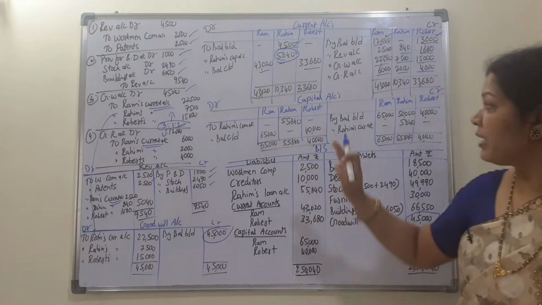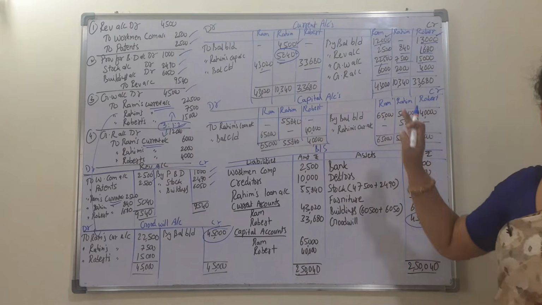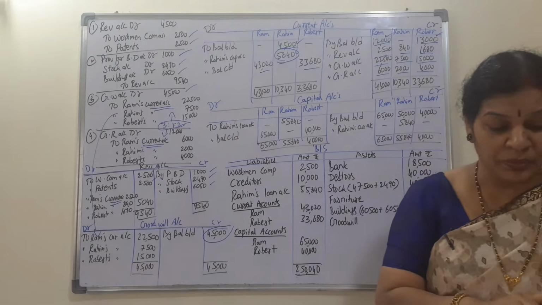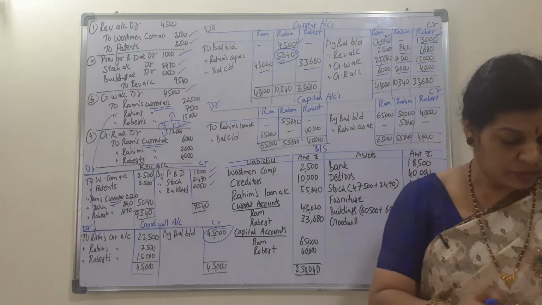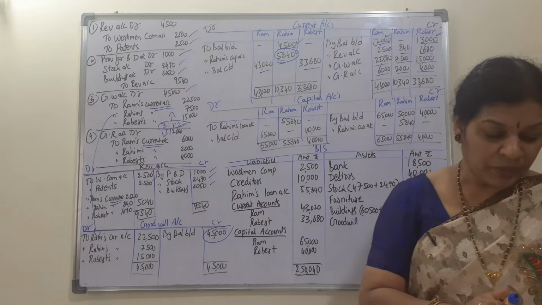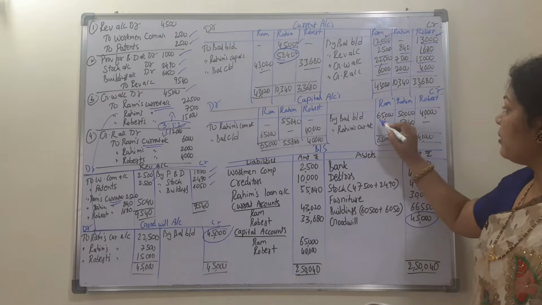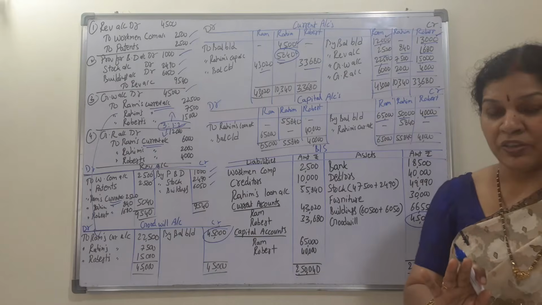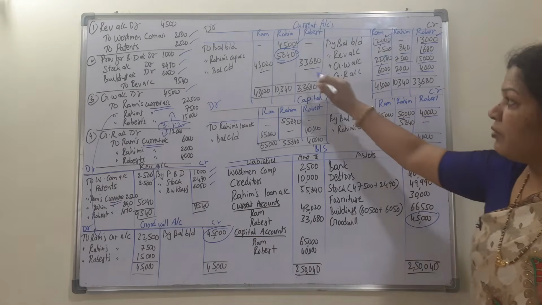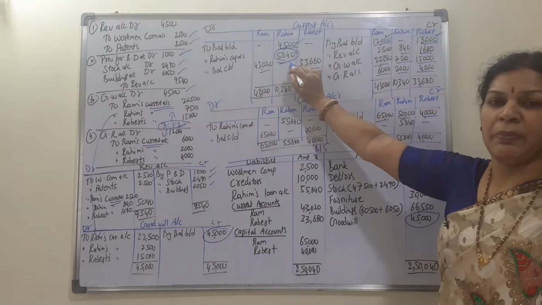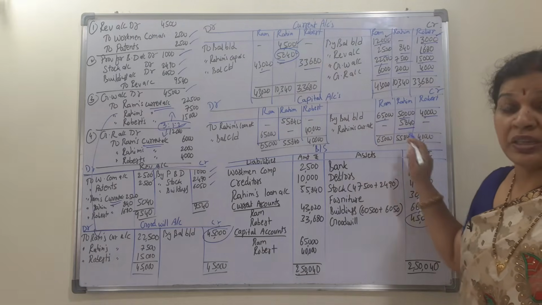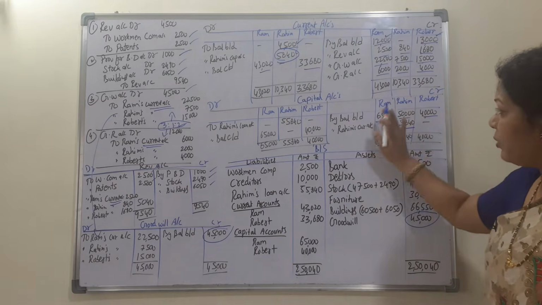Now we will open the capital accounts also. The capital accounts' opening balances are given: Ram, Robert, Rahim, 65,000, 50,000 and 40,000, which is already given in the balance sheet. Apart from this, we are just transferring Rahim's capital, debit to credit here. Debit to credit we are transferring and total up.